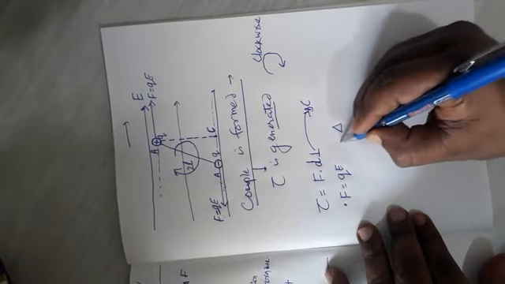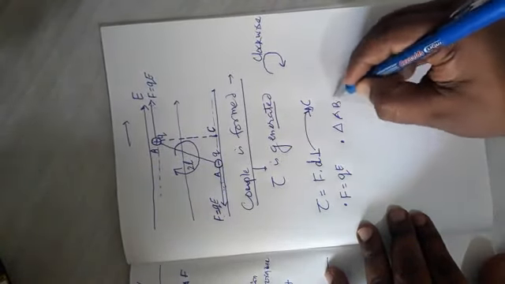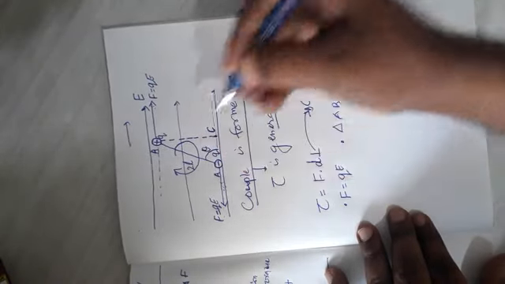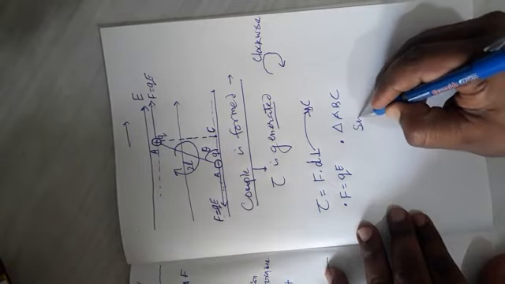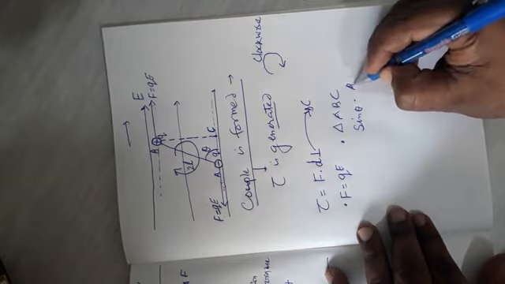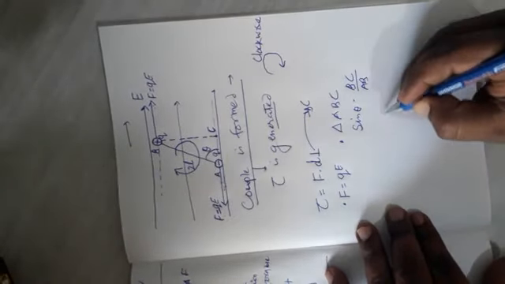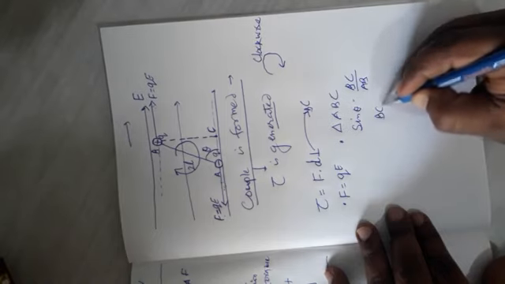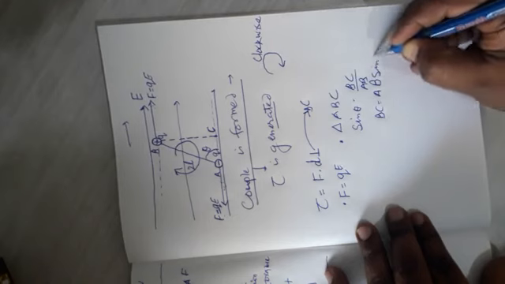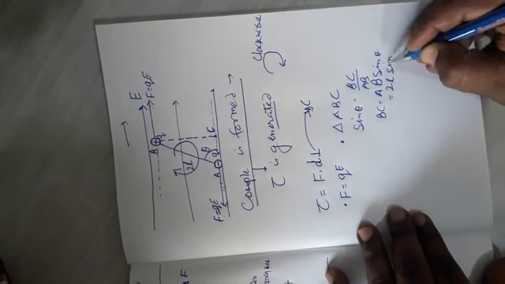Now, if we consider triangle ABC, let us say that this angle is theta. So, sin theta will be equal to perpendicular, that is BC, upon hypotenuse, that is AB. So, BC is equal to AB sin theta, and AB is nothing but 2L. So, 2L sin theta.